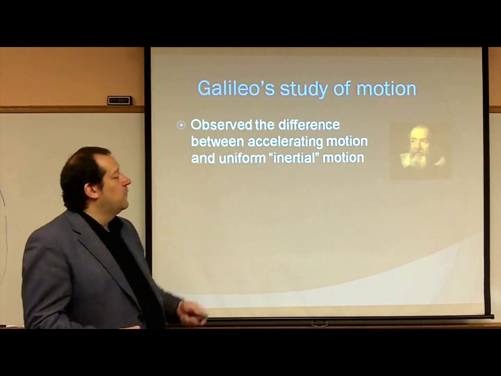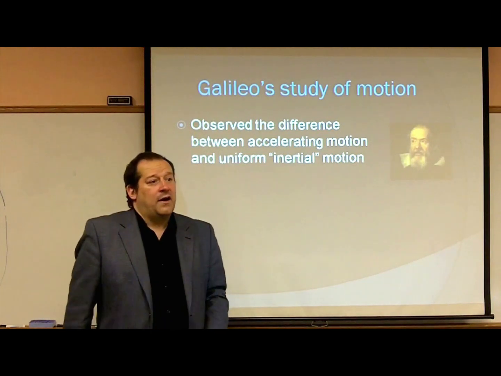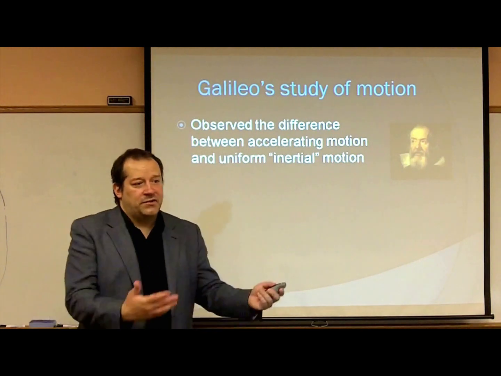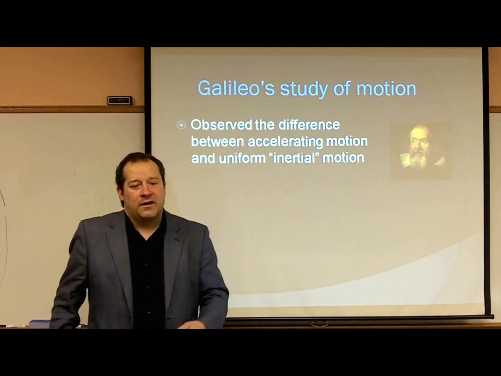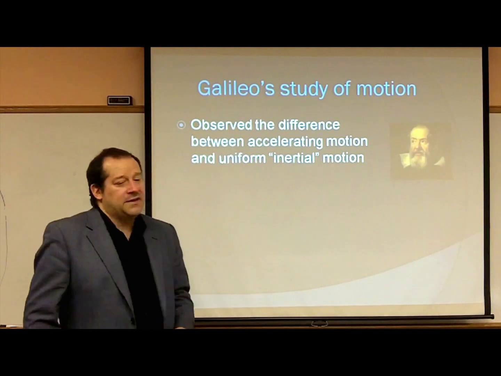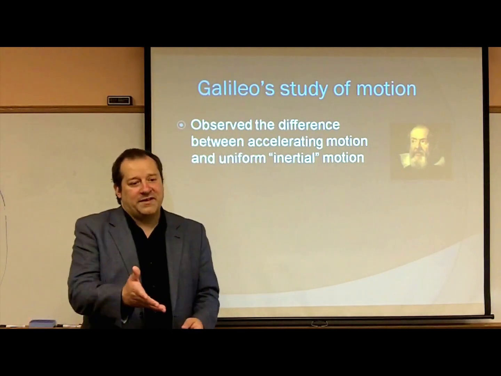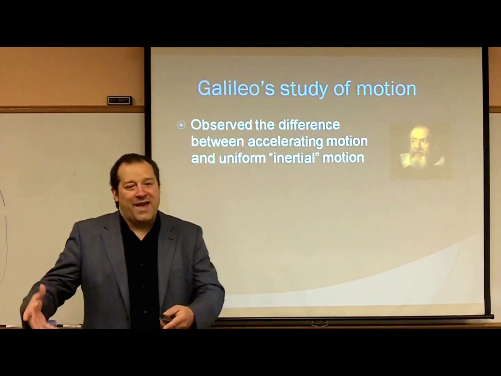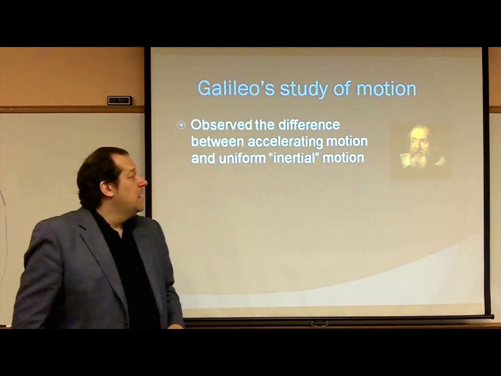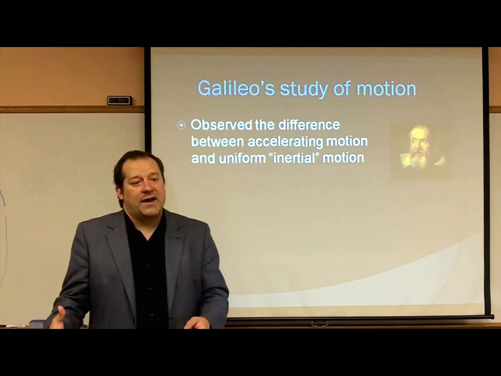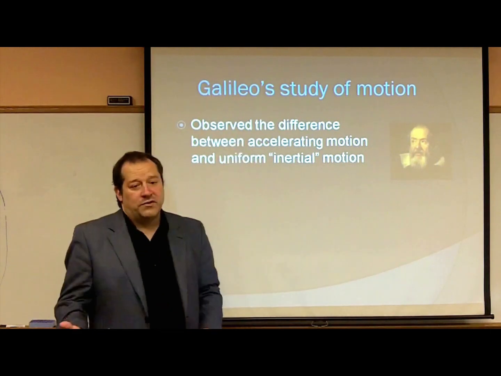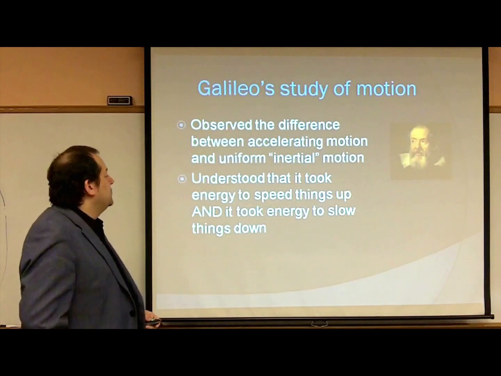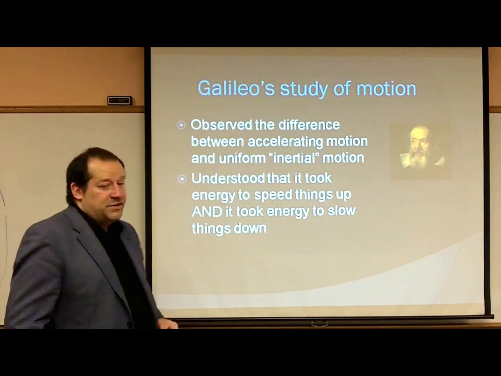Constant velocity, or this uniform inertial motion, is a little different. That would be once you've achieved your speed, whatever it is that you're going to be going. If you're driving in the city and you're going 30, or better yet, if you're on the thruway and your ultimate velocity is 65 miles an hour, once you get up to that 65 miles an hour and you're cruising, maybe you've even set the cruise control, now you're actually going at constant velocity, okay? Things are a little different when you're going at constant velocity than they are when you're accelerating, and Galileo studied that. He also understood that it took energy to speed things up and it took energy to slow things down.